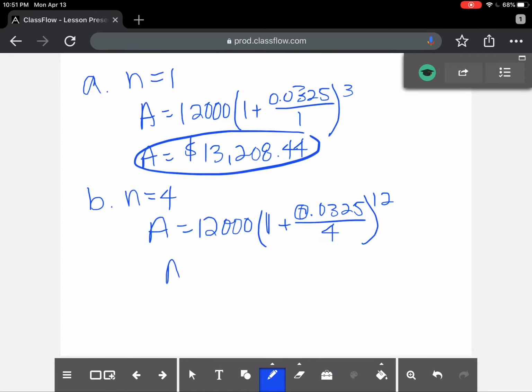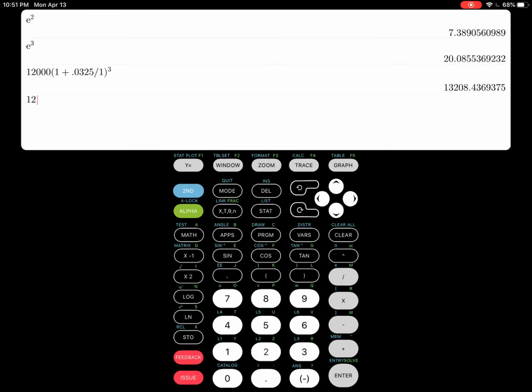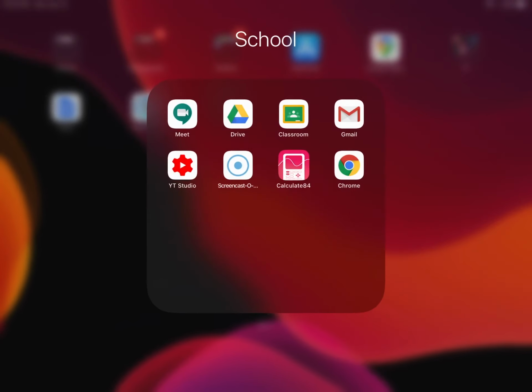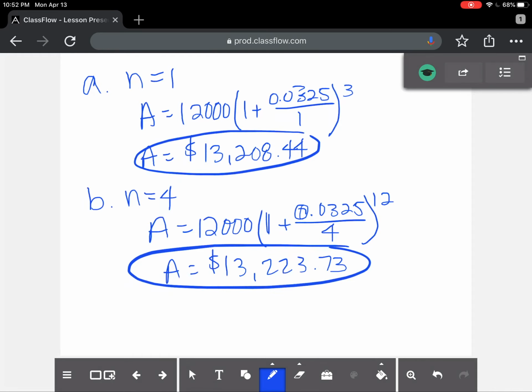Okay, so let's figure out what our A is here. Plug it right into your calculator again. We got 1 plus 0.0325 divided by 4 this time, raised to the 12th power. And that'll give us a little more money, okay? $13,223.73. Okay, that's if it's compounded quarterly.